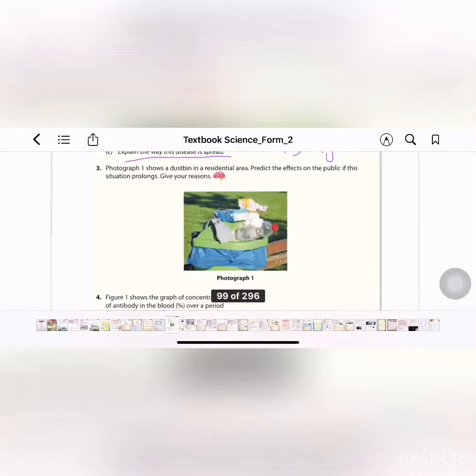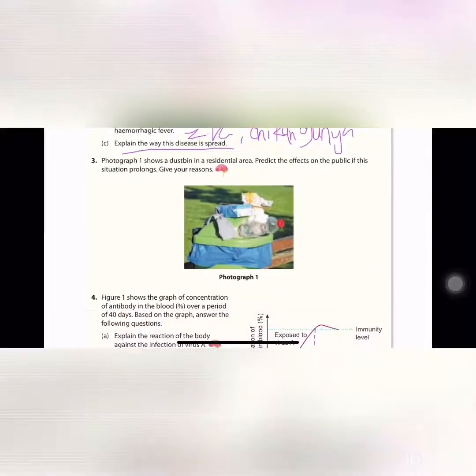Question 3, photograph 1 shows a dustbin in a residential area. Predict the effects on the public if this situation prolonged. Give your reason. When it comes to dirty places, always remember it will attract rats, cockroaches, flies, more to these 3 animals, more to these 3 vectors.